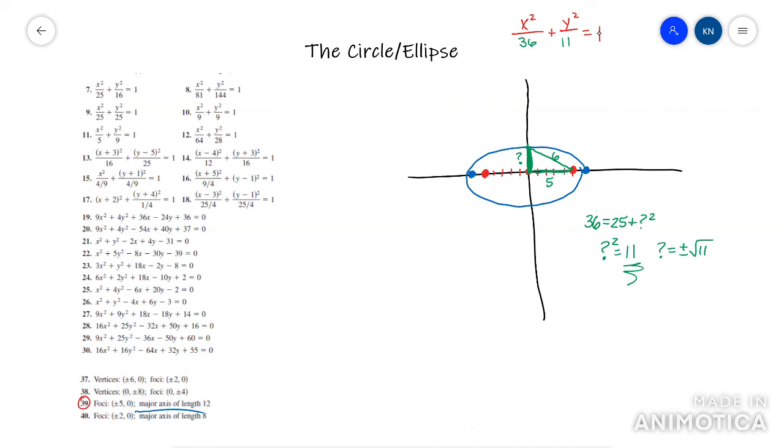Sorry for not my best video ever. Hopefully it still helped you. There's a lot to a circle and an ellipse. Drawing it helps. That's what I'll try to tell you. Drawing it helps, and if you can't do the double complete the square, then there's no point. So I hope this video helped.